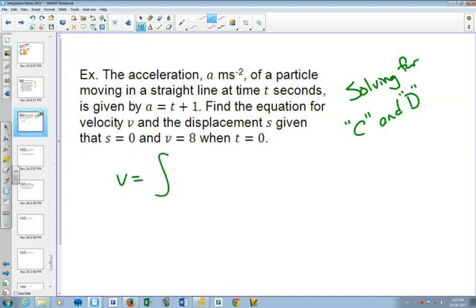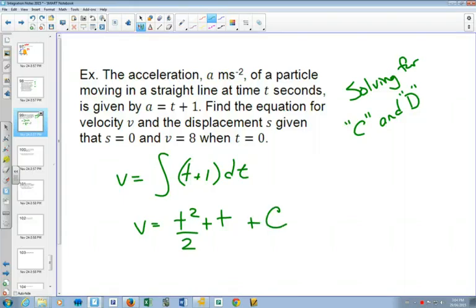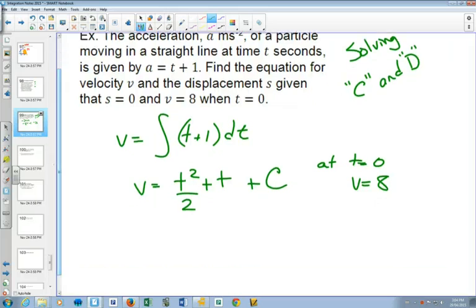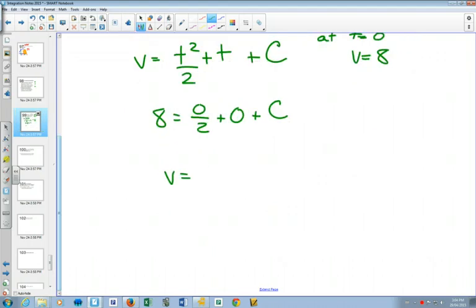So if we say, well, the integral of my acceleration, which is t plus 1, that will be my velocity. Then I get my velocity to be t squared over 2 plus t plus c. Of course, we know that at t equals 0, our velocity was 8. So if we plug those things in, what could c possibly be? And so now we know that our velocity equation is actually t squared over 2 plus t plus 8.